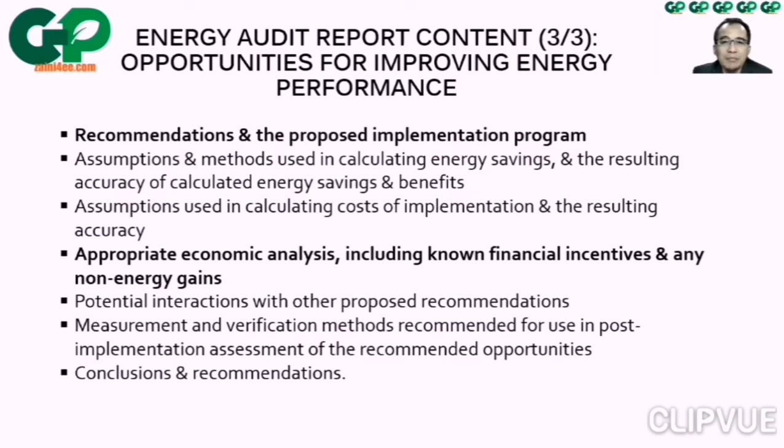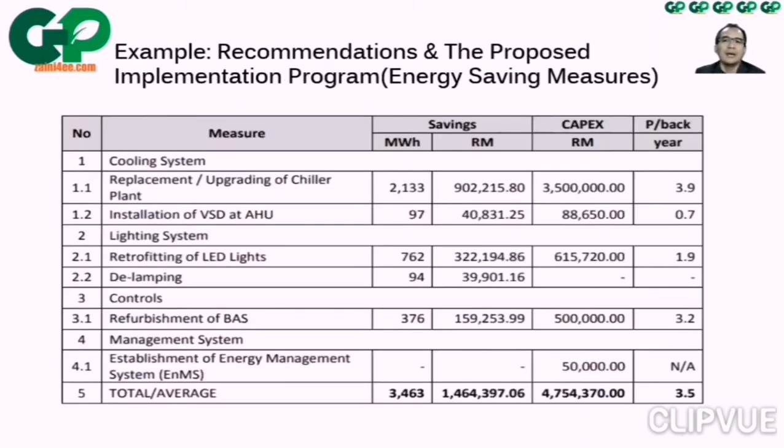Now I share with you some examples. This is an example of the recommendation and the proposed implementation programs, in particular any saving measures being proposed. In this example, they have 4 measures: cooling system, lighting system, control system, and management system. And here they even put the cost, how much they need to spend, the capital expenditure, the capex.